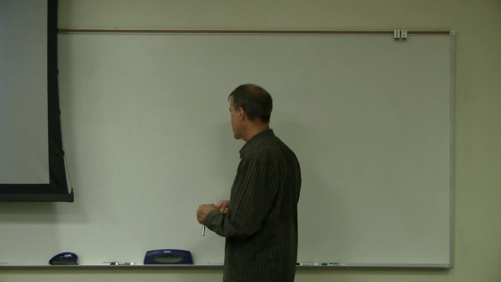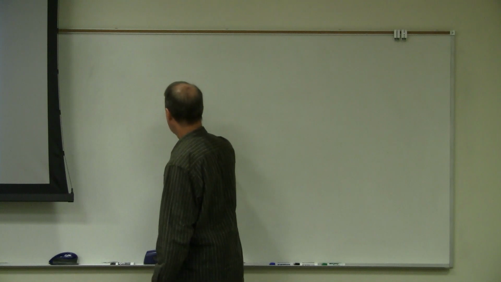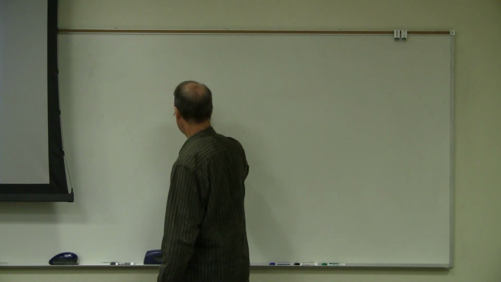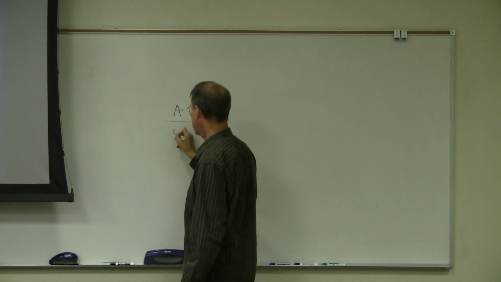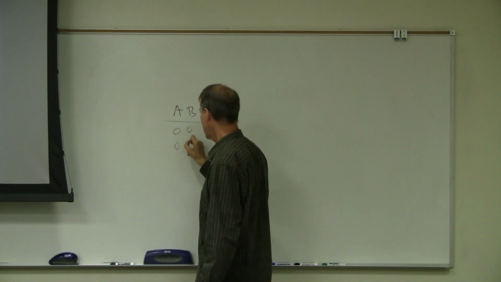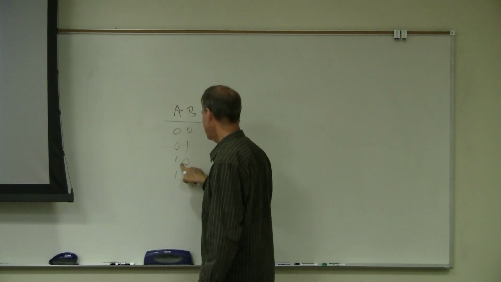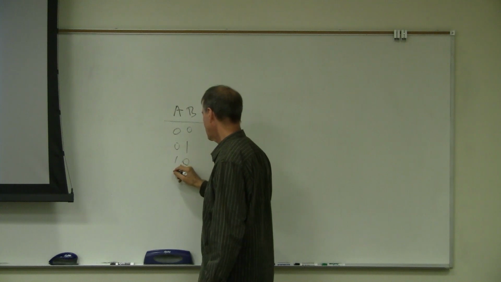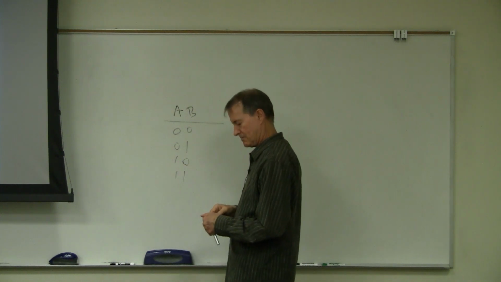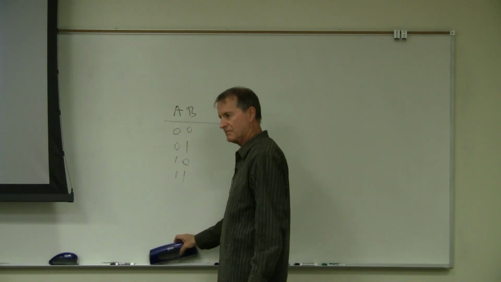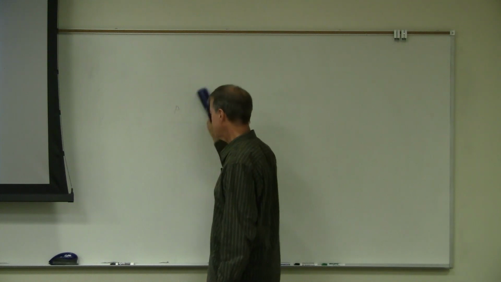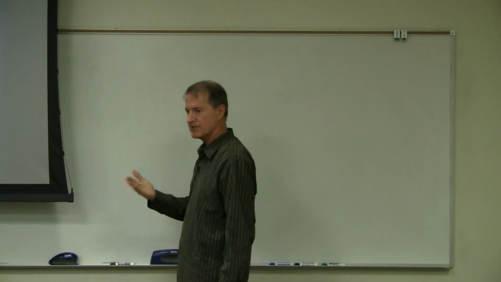What are the possible states? The possible states are for AB. How many possible states are there? 0 0, 0 1, 1 0, 1 1. Those are the 4 possible states that it can be in.